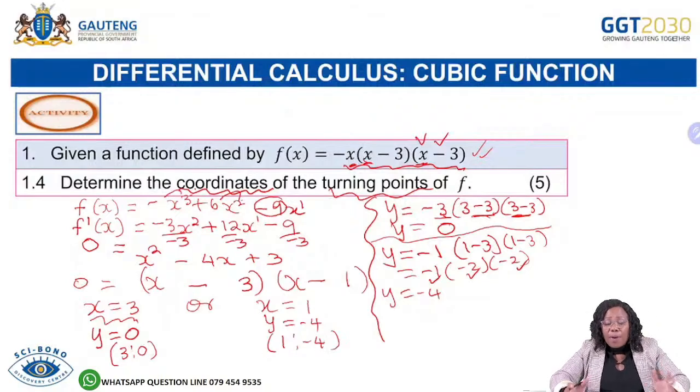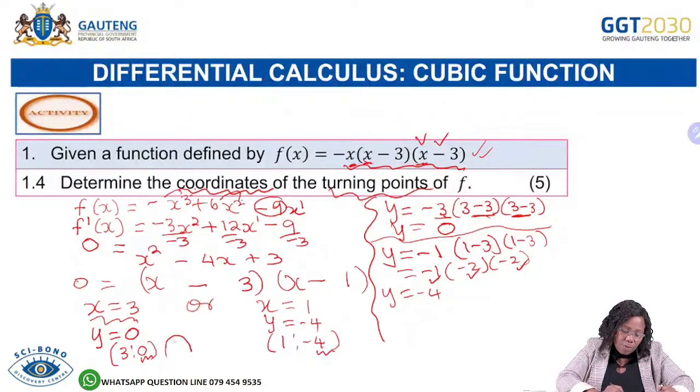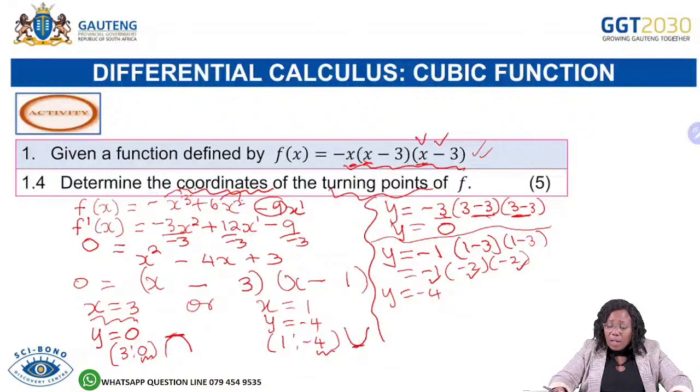And then grade 12, at this point, please ensure that you identify which one is the maximum turning point and which one is the minimum turning point. How do you do that? You look at the y values. The bigger one will be maximum, the smaller one will be minimum. So we compare 0 and -4. Which one is bigger? 0. Therefore, your graph will be maximum at 0, and minimum at -4. This will assist you when you sketch your graph.